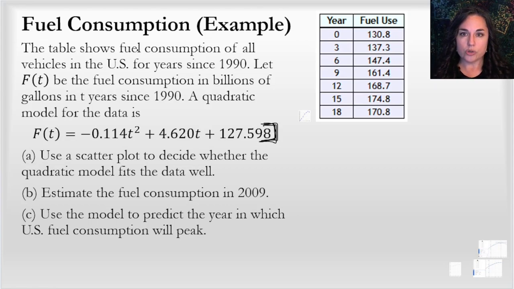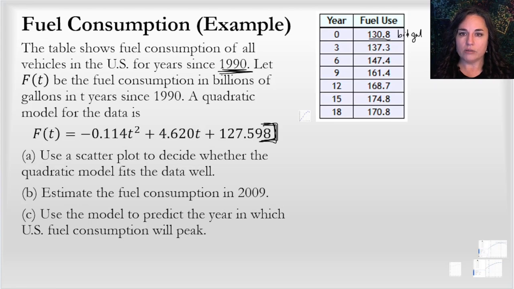It says the table shows fuel consumption of all vehicles in the U.S. for the years since 1990, all right? So we're going to say that this is 1990, this is 1993, this is 1996, etc. So we're just going to put in the years since 1990 in there. And then let the fuel be the consumption in billions. So this isn't 130.8 gallons. It's 130.8 billion gallons. All right, so watch that billion in there.